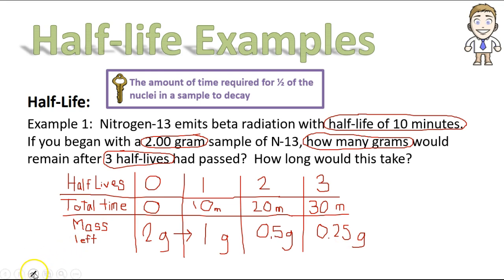And the table should leave you with everything that the question asks for. First, how many grams would remain after 3 half-lives? That's 0.25. And the second question, how long would this take? The answer would be 30 minutes.